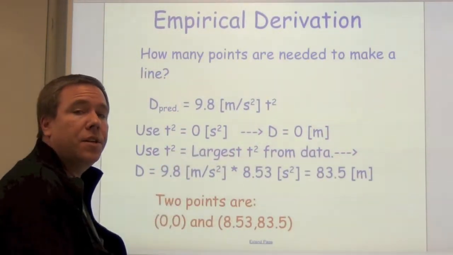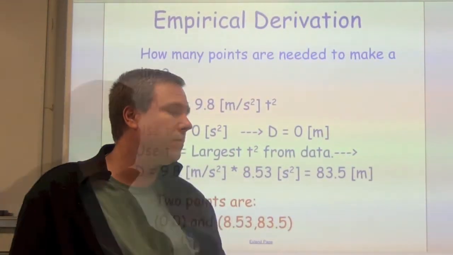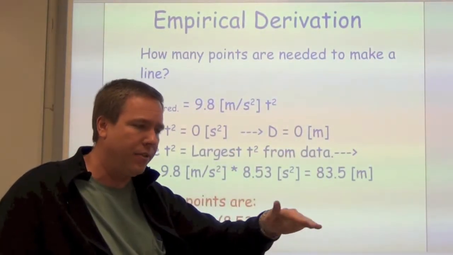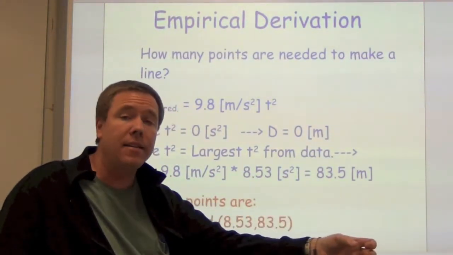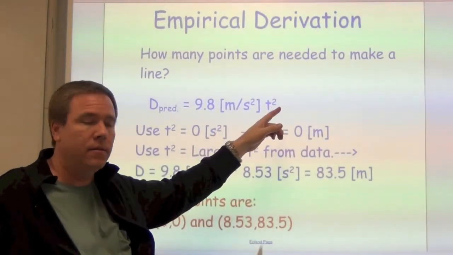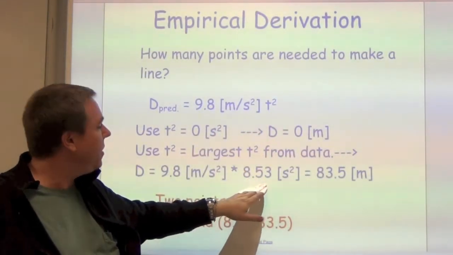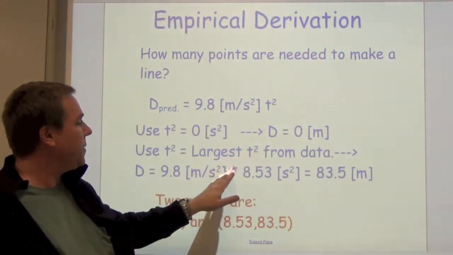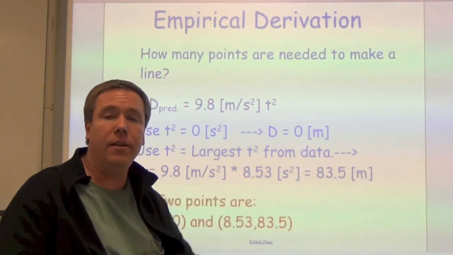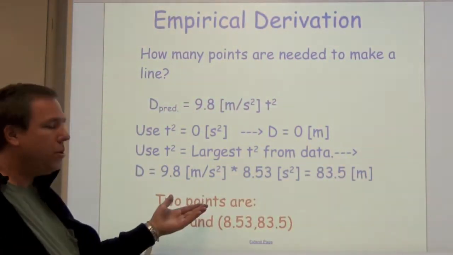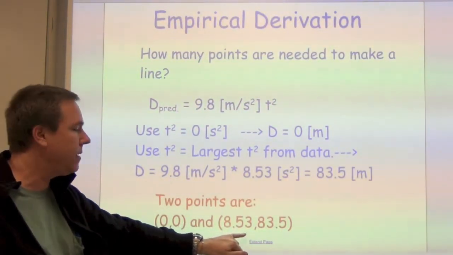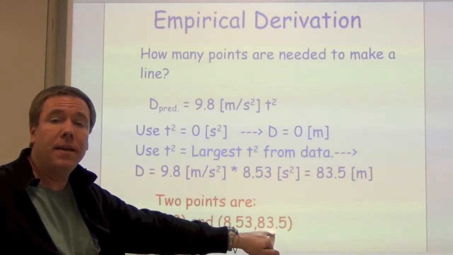The next point I want you to do is to take the largest t squared from your data. So look at your data table and look at the last value for t, then it was squared. Use that squared value, the largest one, and put it through this equation. When I put my sample data through here, I have 9.8 meters per second squared times 8.53 seconds squared gives me 83.5 meters. So you should have 2 data points. One is the origin, and the other one is the time squared value for the x and the new predicted displacement for the y.